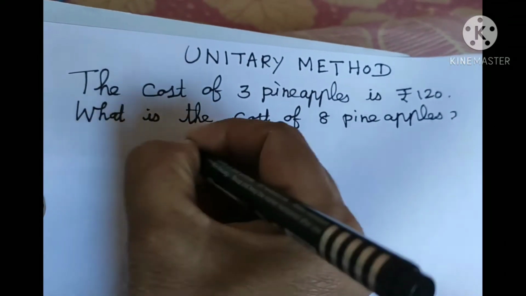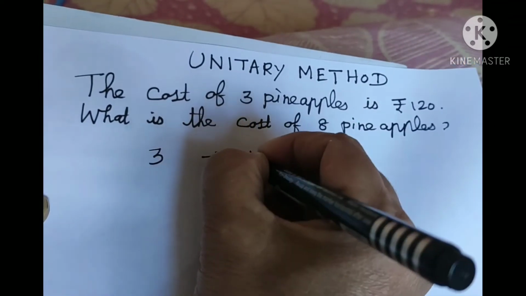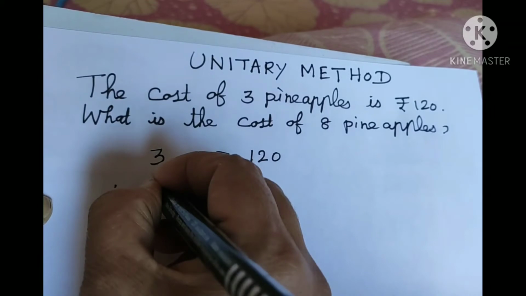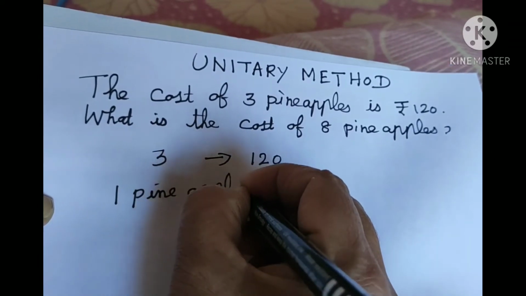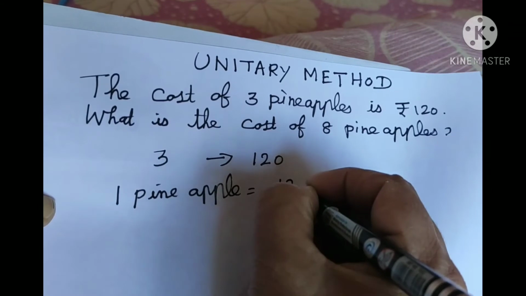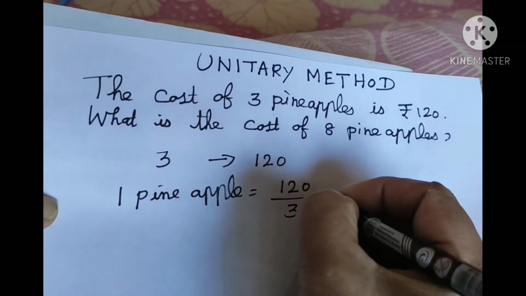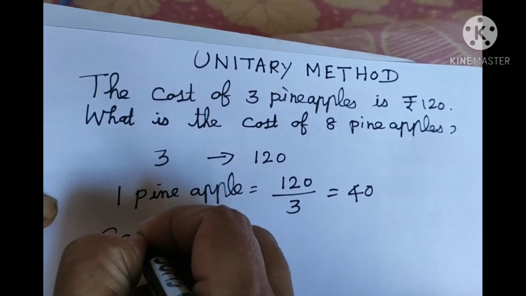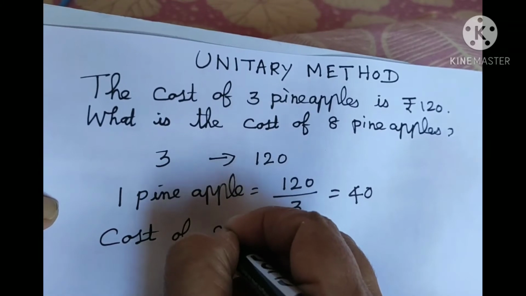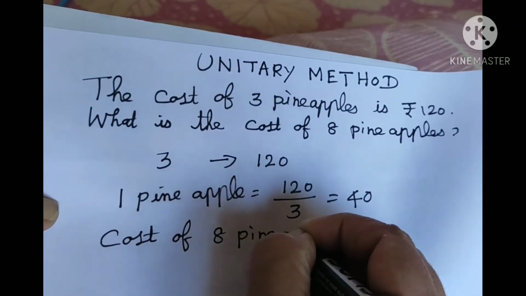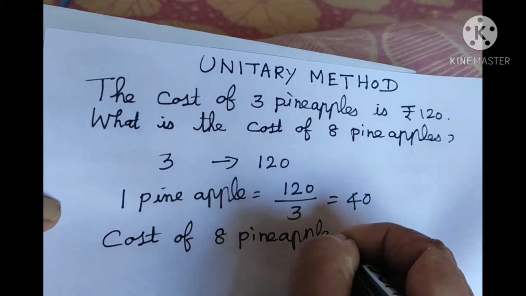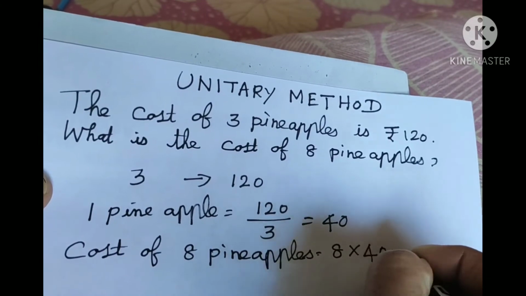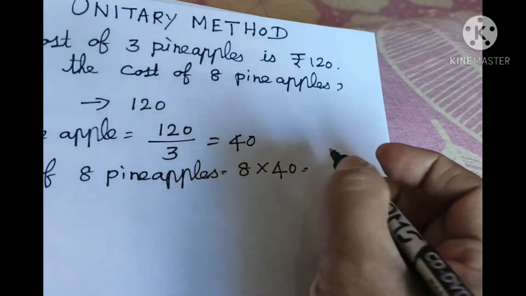3 pineapples cost rupees 120. We are finding the cost of 1 pineapple by the unitary method: 120 upon 3 is equal to 40. So what is the cost of 8 pineapples? The cost of 8 pineapples is equal to 8 multiplied by 40, that is equal to rupees 320.